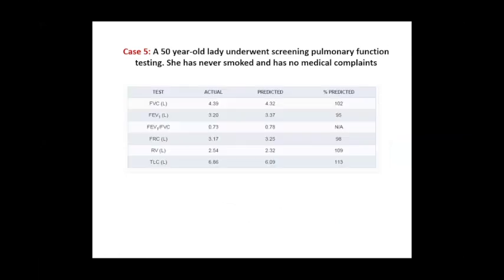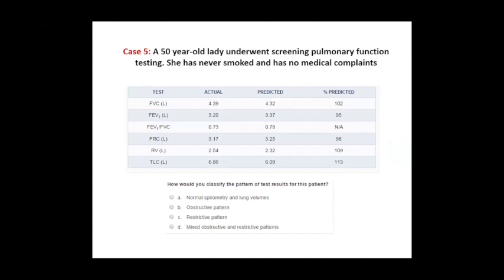Case 5, a 50-year-old lady underwent screening pulmonary function testing. She has never smoked and has no medical complaint. How would we classify her case? We will look at the ratio. The ratio is 73%. It's normal or restriction. Then we will look at FVC. So FVC 102, it's normal. We will look at total lung capacity, it's 130, normal. So this is normal spirometry and lung volumes. FEV1 also normal, 95%.